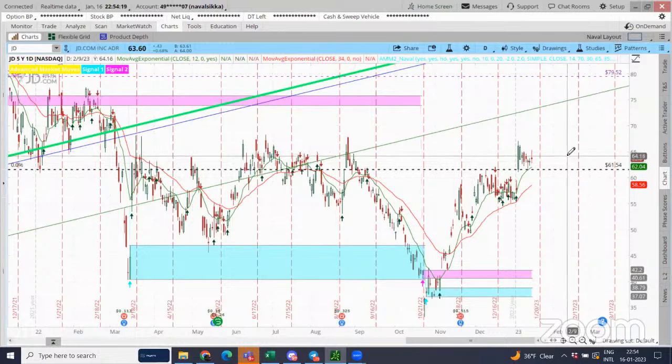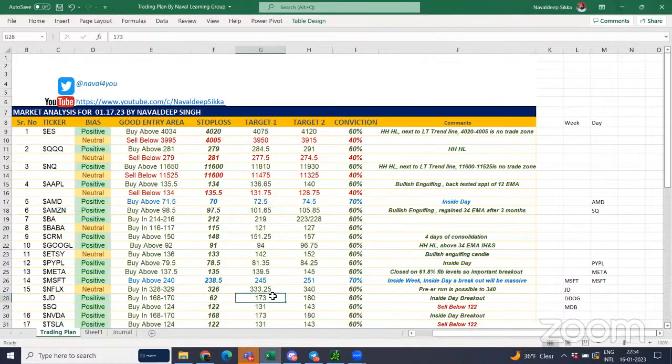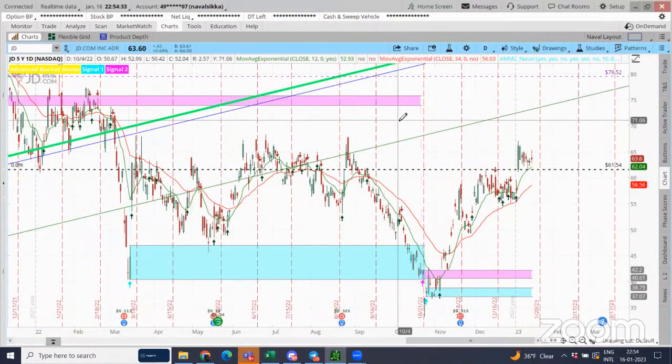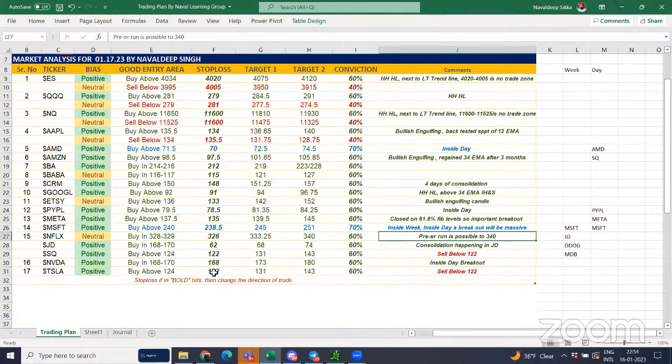Target in our case will be 68, which is a good resistance. Once it breaks 68, it has massive positive momentum. So 68 is there, and then we go toward 74-ish. That's consolidation happening in JD. We should buy it in a range between 63 to 64, and it's a good positive.